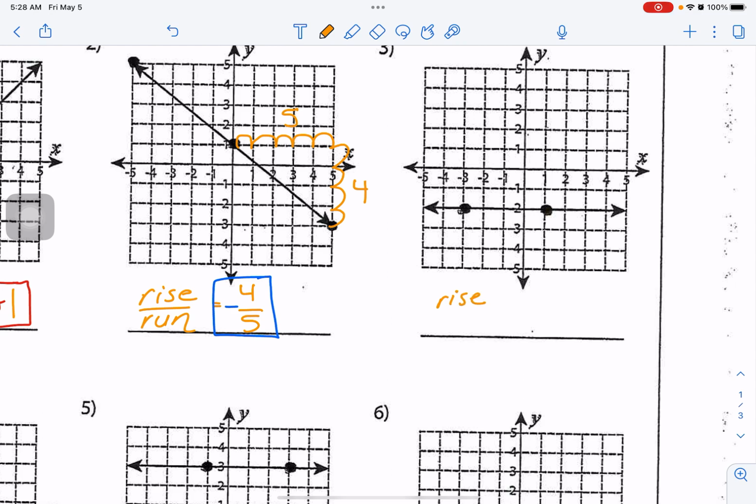Again, I'm going to find my rise over my run. So I look at, well, how far up did I go to get from this point to this point? Well, I didn't go up at all. So then I look at how far did I run? Well, I run 1, 2, 3, 4. Put that in your calculator. Remember, the fraction bar means to divide. So if you do 0 divided by 4, what do you get? Well, you should get 0.